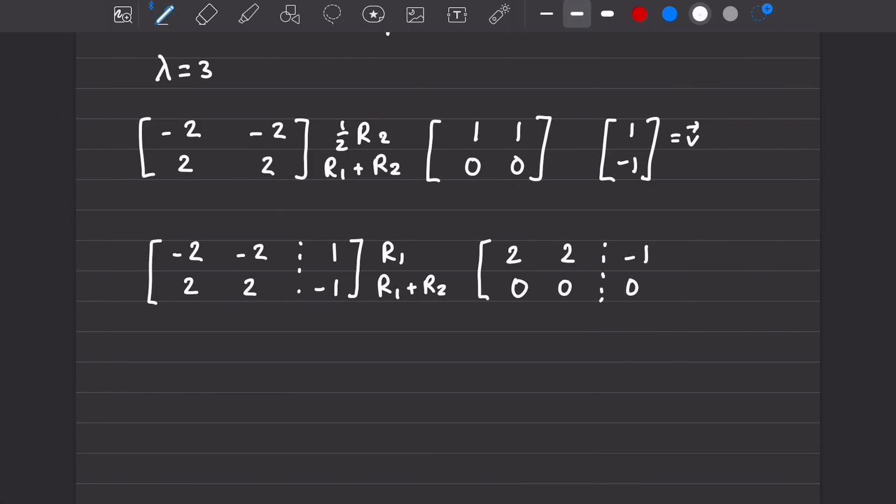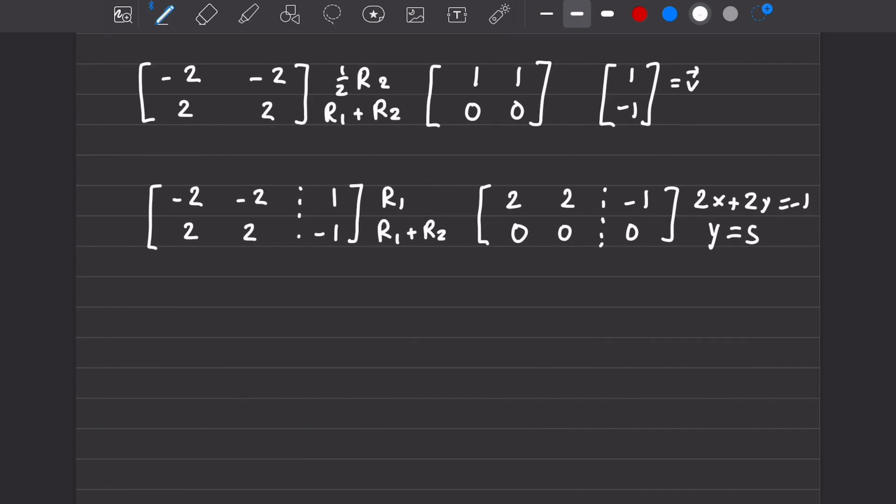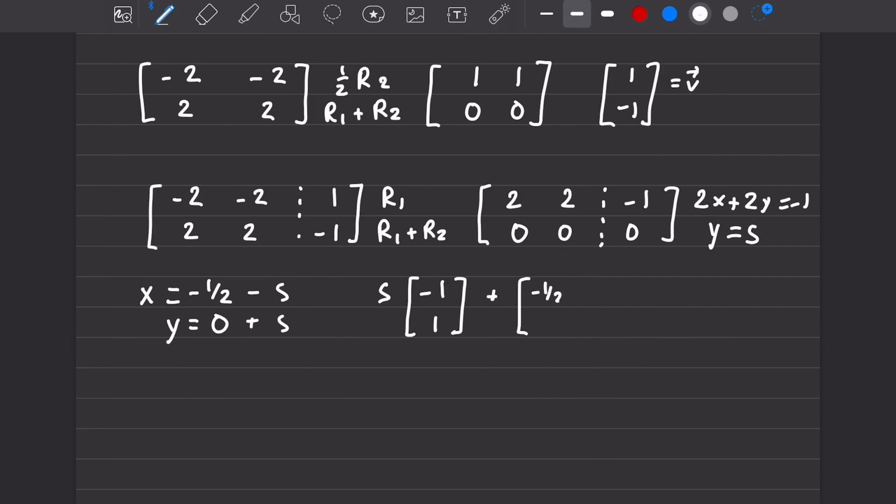Okay, things are looking pretty good. And we have 2x plus 2y is equal to -1. I'll call y equal to s. Then we have that x is equal to -1/2 minus s. And then y, I can just say 0 plus s, I guess. Okay, nice. And then we can just write out the whole thing. So we're going to have our s part, which is going to be -1, 1. And then we're going to have our constant part, -1/2, 0.